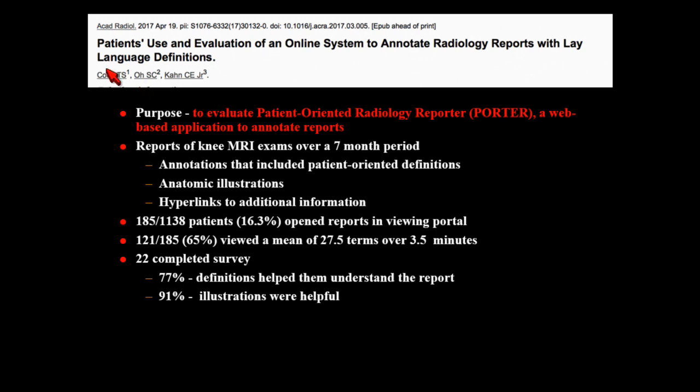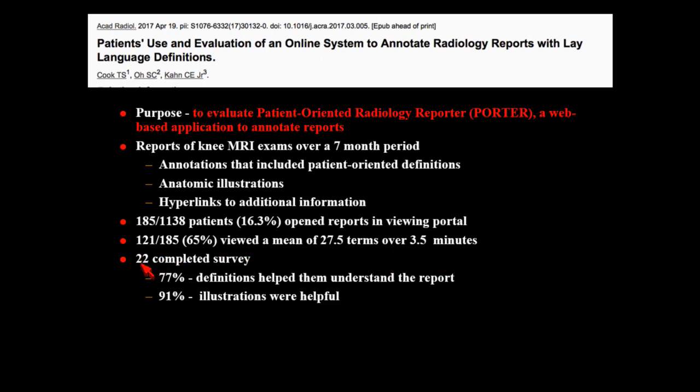So to address that, Cook et al. worked on a research project where their purpose was to evaluate a patient-oriented radiology reporter, or PORTER, system, a web-based application to annotate reports. Over a period of 7 months, they took knee MRI reports and annotated them with patient-oriented definitions, anatomic illustrations, and hyperlinks to additional information. Out of over 1,100 patients, 16% opened the annotated reports in the viewing portal, and 65% of those viewed different annotations, about 28 terms over about 4 minutes.